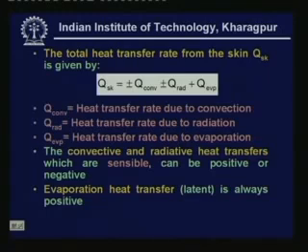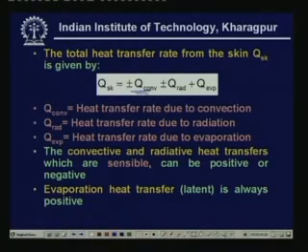This is given by Q skin is equal to plus or minus Q convective plus or minus Q radiative plus Q evaporative. Here you can see that Q convective is the heat transfer rate due to convection, Q radiative is the heat transfer rate due to radiation, and Q evaporative is the heat transfer rate due to evaporation. So, the heat transfer from the skin of a human being takes place by these three modes: first is convection, the other is radiation, and the third mode is evaporation.